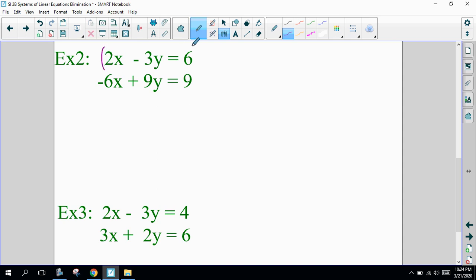We're going to multiply the top equation through by 3. Multiplying every term here by 3, so 3 times the 2x gives me 6x. 3 times the negative 3y is a negative 9y. And then that is equal to 6 times 3, which is 18. The second equation, I've already got the 6x there, so I'm just going to bring this over: the negative 6x, the plus 9y, and that equals 9.